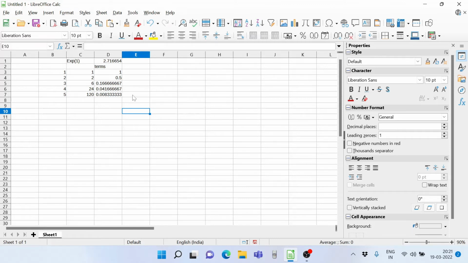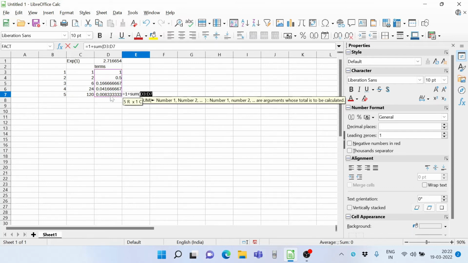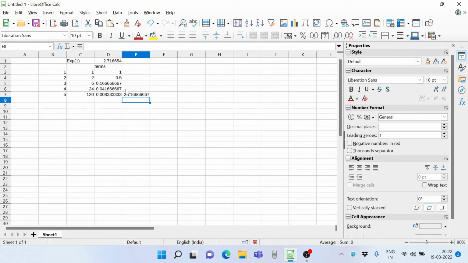Now, the final value of the function is equal to 1 plus the sum of all the terms. So these are all our terms. If we take the sum of all the terms and add 1 to it, we get the estimate as per the equation that we have just derived for calculating exponential of x.